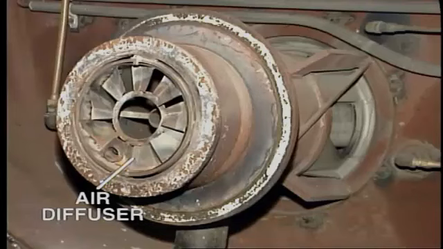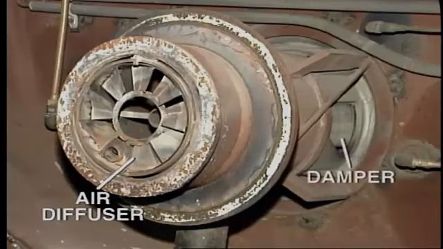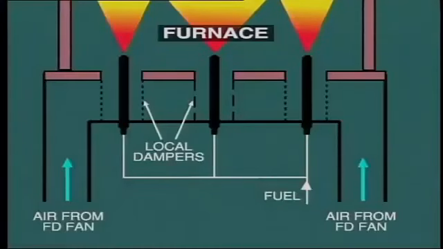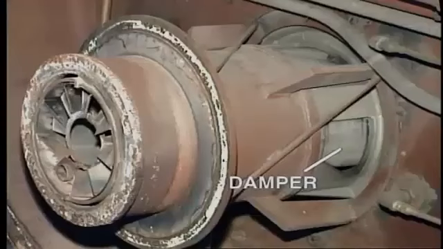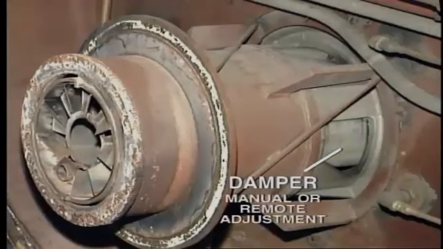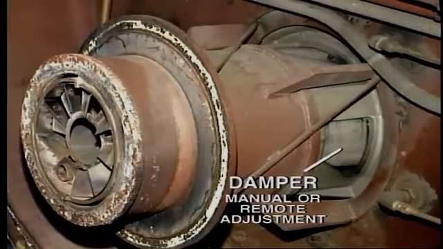Although the total quantity of combustion air is controlled at the FD fan, distribution between the burners is affected by local dampers. This is necessary because certain burners, due to their location in the wind box, may receive more and others less than their correct share of air if the local dampers are all set to the same position. Adjustment may be made manually or by remote control on modern boilers.